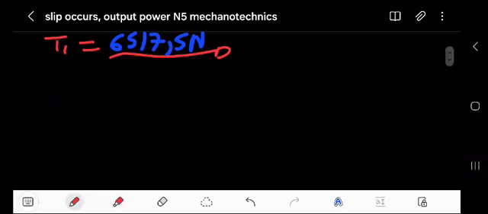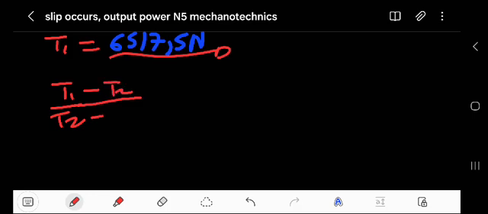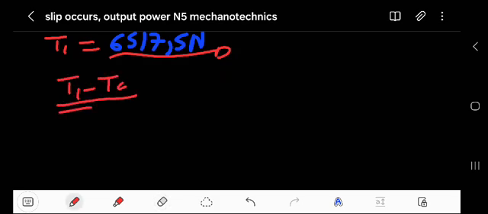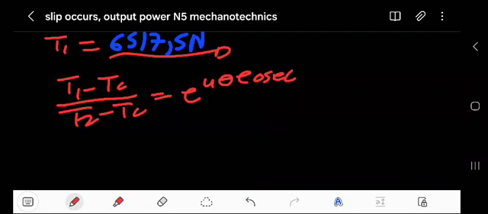We have now, what about T2? We have no other choice. T1 over T2 would use this. There's no, we don't have choice here. This is wrong. It's T1 minus TC over T2 minus TC, and then you multiply by cosecant beta.